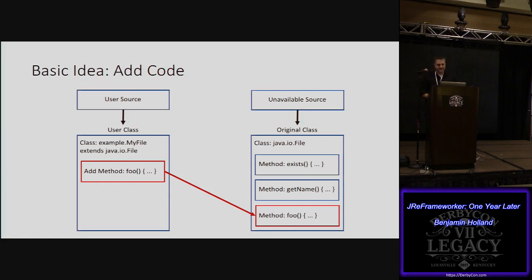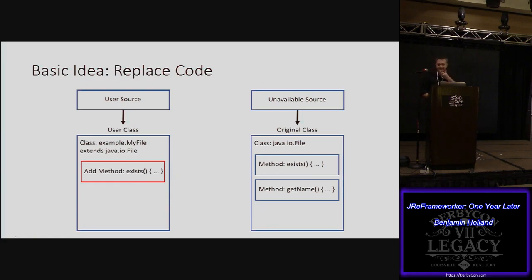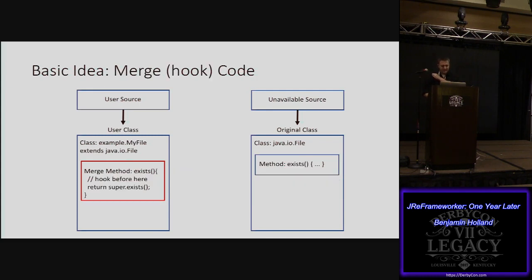So adding code's pretty easy. If we can add code, it's pretty easy to replace code. We just find the one that collides and replace it, right? So replacing code's easy. Deleting code is easy, right? So we can find the one that collides with the method we want to delete, and then just remove it from the resulting class. But what if we want to hook a method?